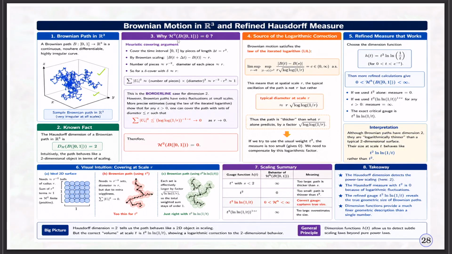Now, why is H^2 of the Brownian path of 0, 1 equal to 0? H^2 is 0. That means the point where it jumps from infinity to 0 is 2. That means if you take the two-dimensional measure, why is it 0? Cover the time interval 0, 1 by pieces of length delta t equal to r power 2.